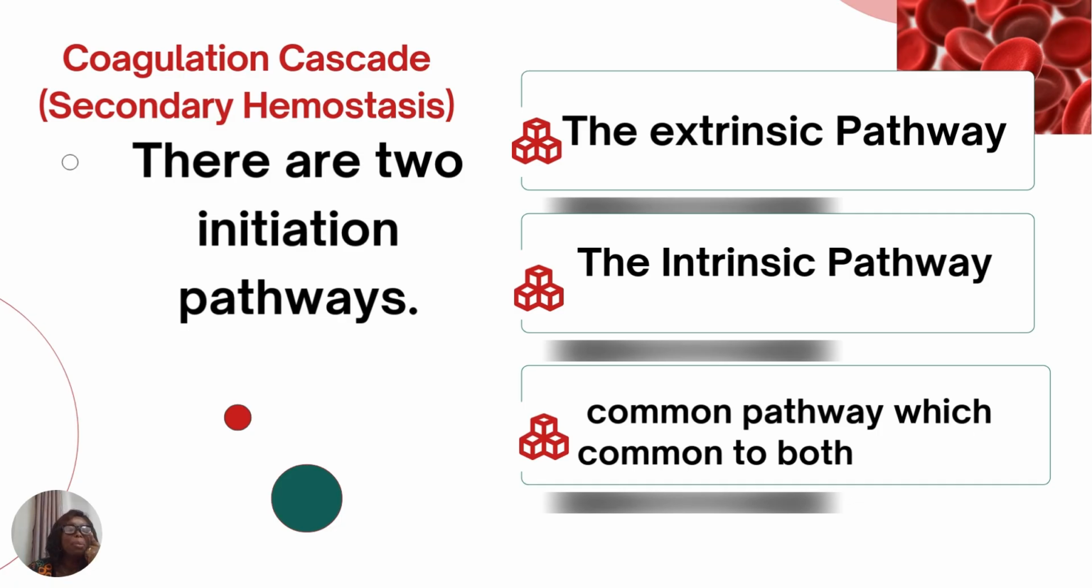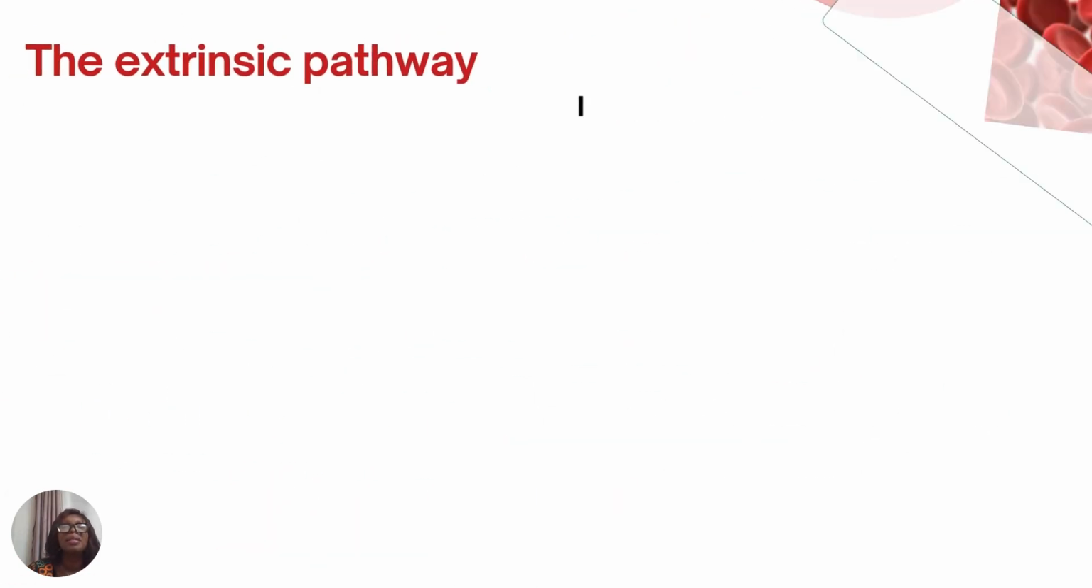Now, in secondary hemostasis, there are two initiation pathways. We have the extrinsic pathway, and also the intrinsic pathway. Then we have the common pathway, which is common to both the extrinsic pathway and the intrinsic pathway. We are going to look at these pathways in detail.